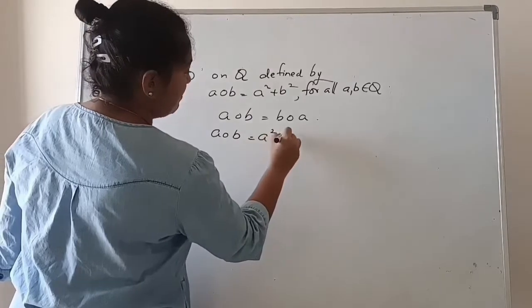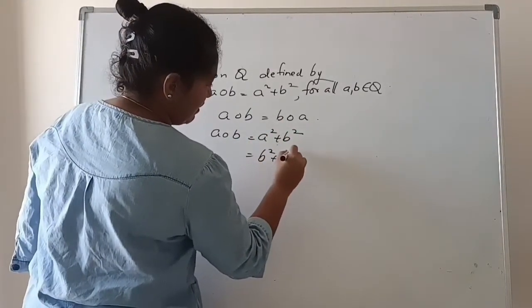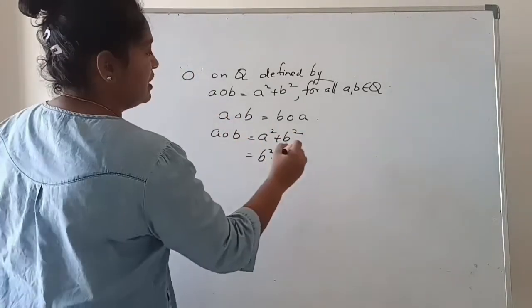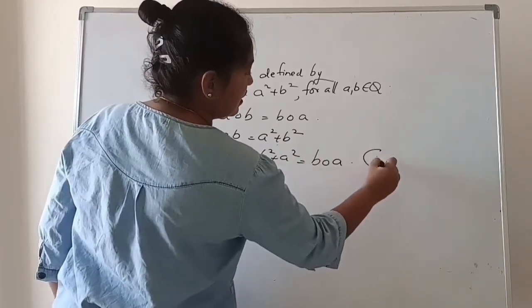A binary B is given as A square plus B square, which is the same as B square plus A square. The reason being, addition of numbers is always commutative. This is the same as B binary A. Therefore, this is commutative.